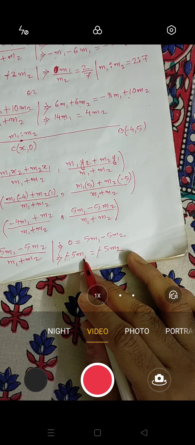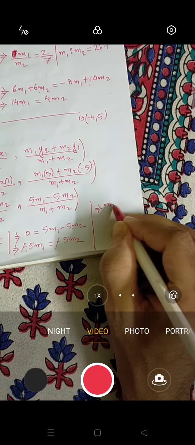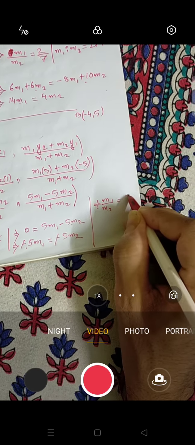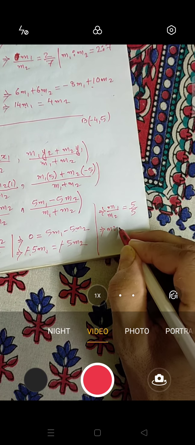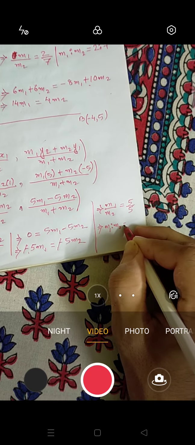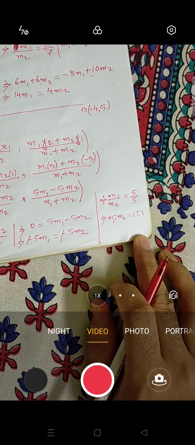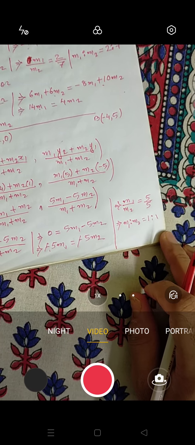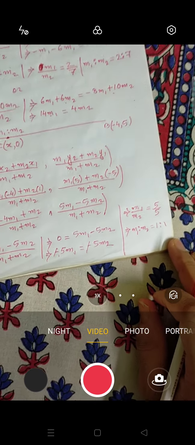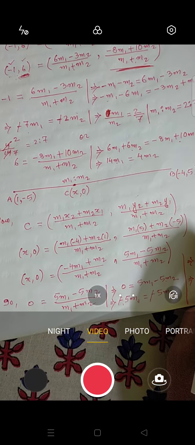We are having 5m1 equals 5m2. So now next I can say that m1 by m2 equals 5 by 5, and this can be written as m1 is to m2 equals 1 is to 1. Any problem? Now 1 is to 1. What do you understand by 1 is to 1? That means C is the midpoint of AB. Okay.